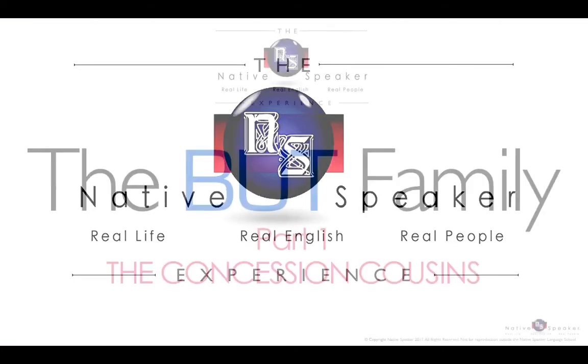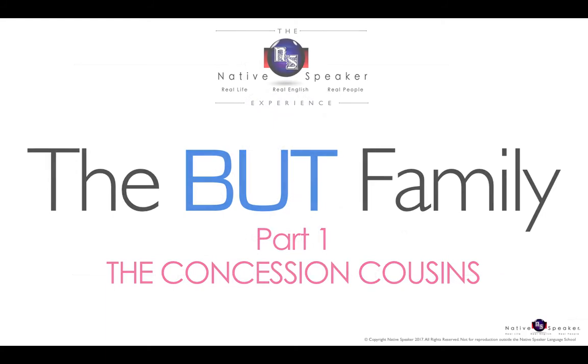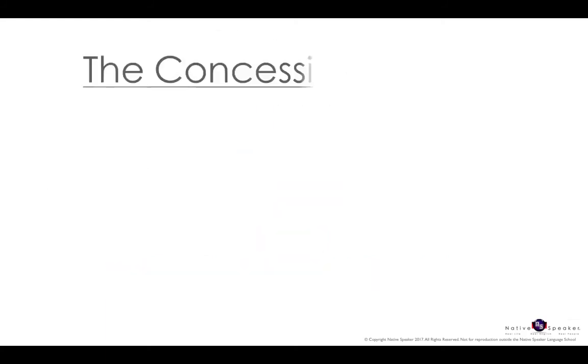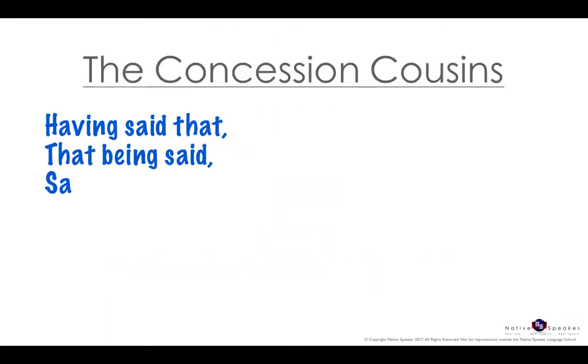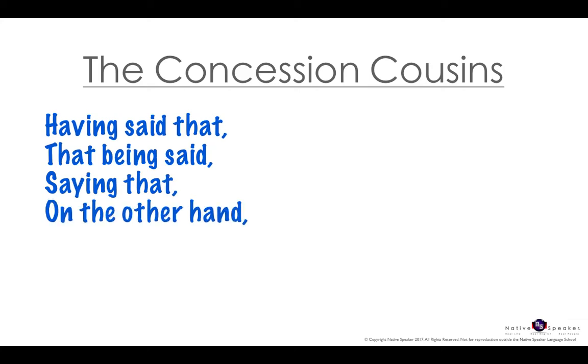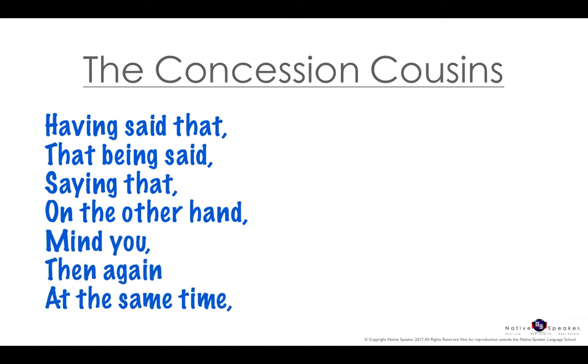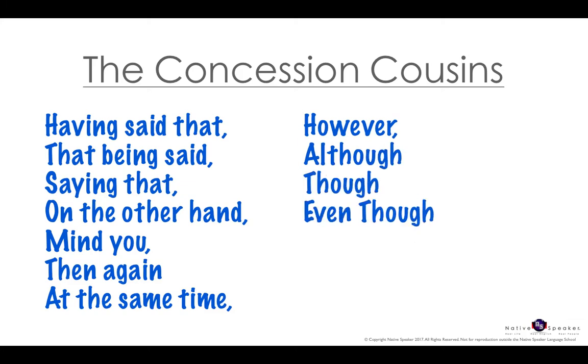So let's have a look first at the but family and the concession cousins. The concession cousins are part of the but family that deal with concession. They include having said that, that being said, saying that, on the other hand, mind you, then again, at the same time, however, although, though, even if, while, and whilst.